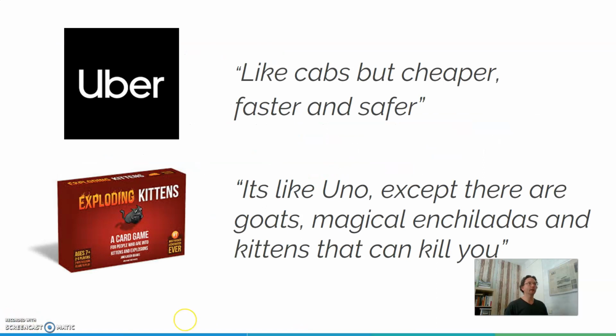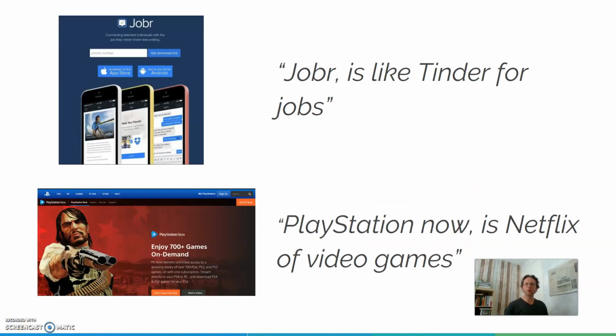Examples are Uber, like cabs but cheaper, faster and safer. Or Exploding Kittens, like Uno, except they are goats, magical enchiladas and kittens that can kill you. Or Jobber, like Tinder for jobs. PlayStation Now is the Netflix of video games.